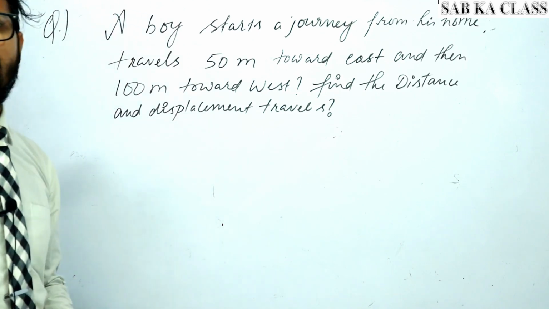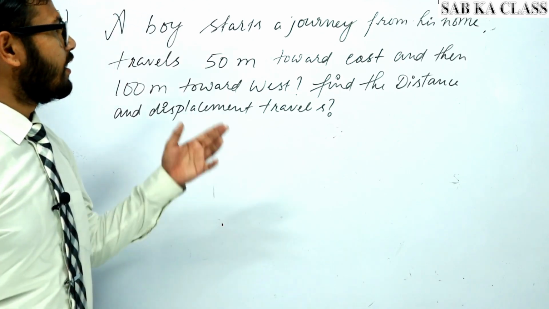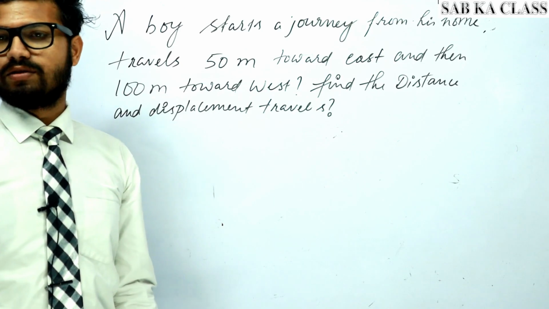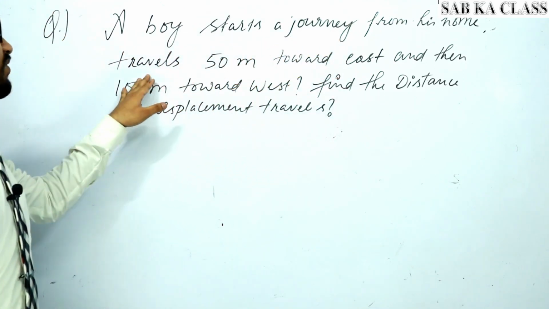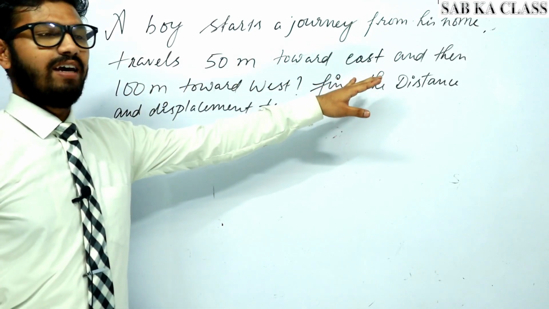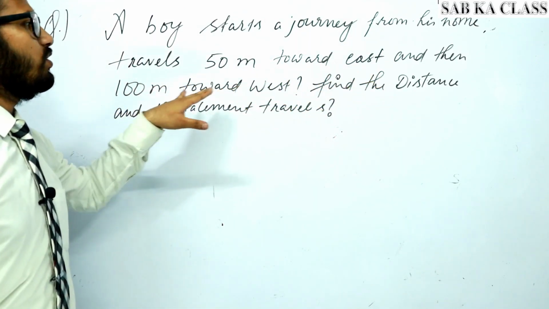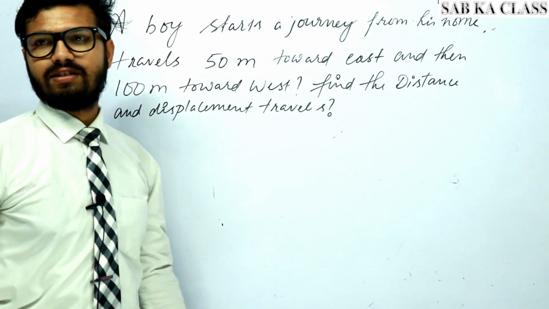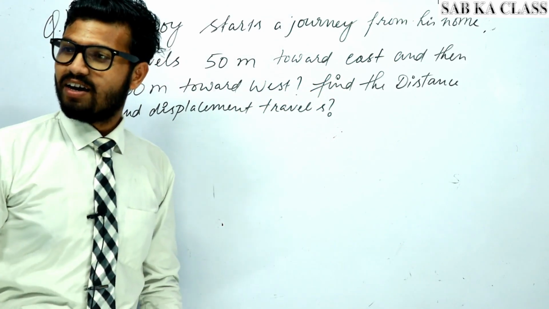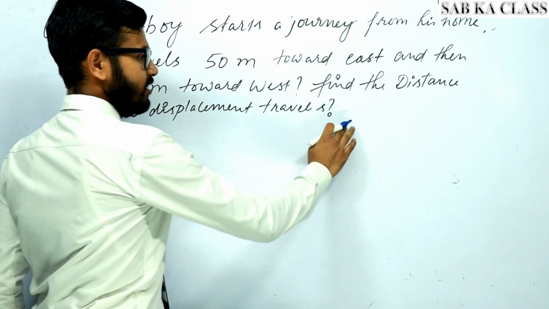Here I have given you a question for you to do. If you can do it, please pause and try it. Very simple question. A boy starts a journey from his home, travels 50 meters toward east, and then 100 meters toward west. Find the distance and displacement traveled. Understood? Simple question, very interesting.